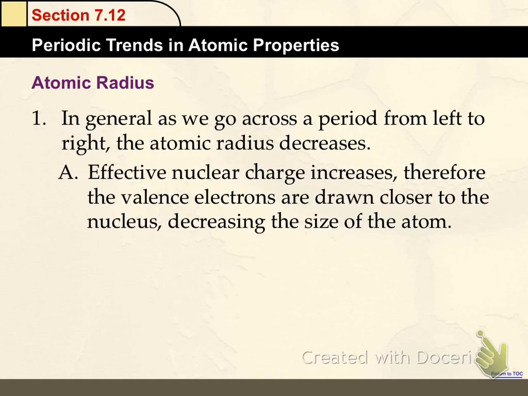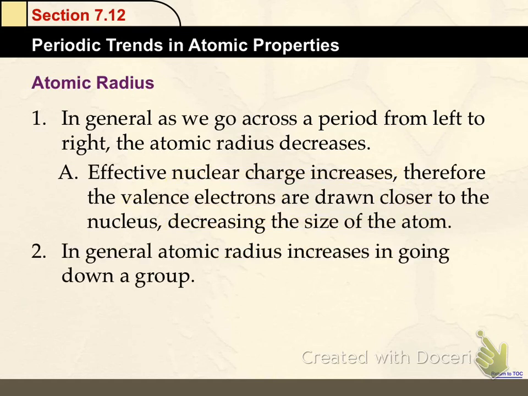So there's a couple of key buzzwords here that you should be aware of when you are talking about this concept. Let me get a highlighter out here. There we go. Okay, so what are we looking for? Effective nuclear charge increases. So the nuclear charge increases. Therefore, the valence electrons are drawn closer. So valence electrons are closer to the nucleus, so that decreases the size of the atom. All right?